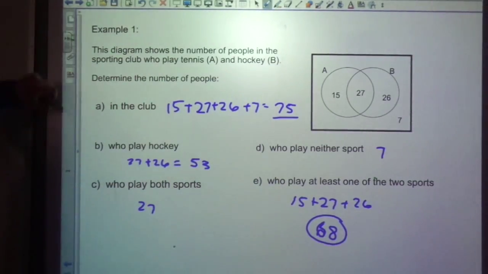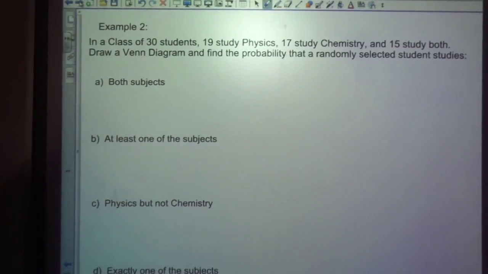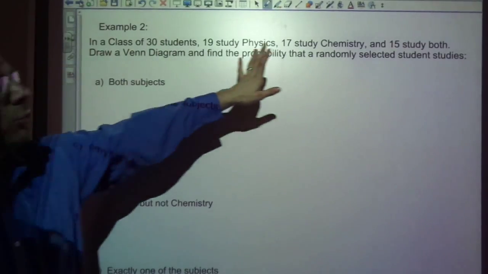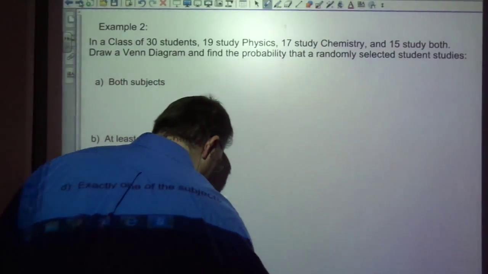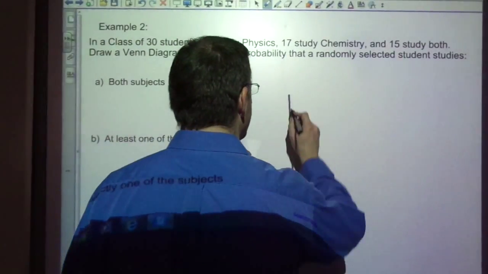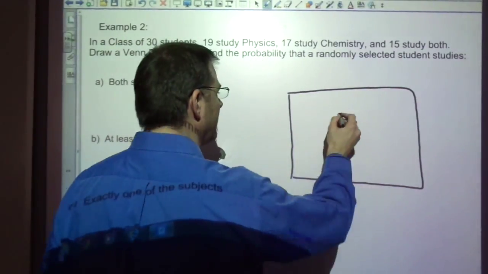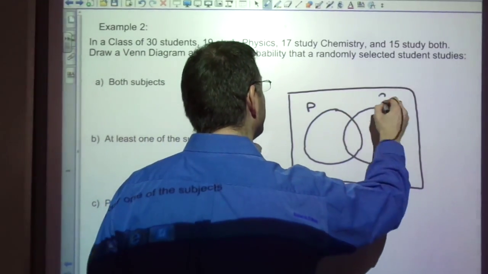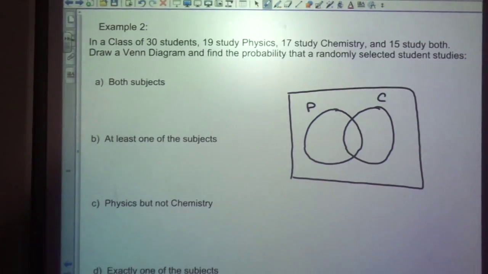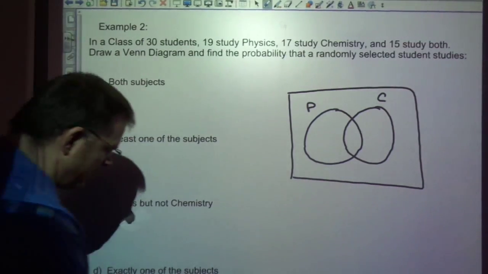Okay? Next example. Pause the video and try this. Copy this question down. Try to answer it yourself. Draw a diagram and see if you can answer these questions. Okay? And play. Let's see if you're right. We're going to draw a Venn diagram here. And we'll make this one physics. And we'll make this one chemistry. Okay? And they tell us that there's 30 students altogether.